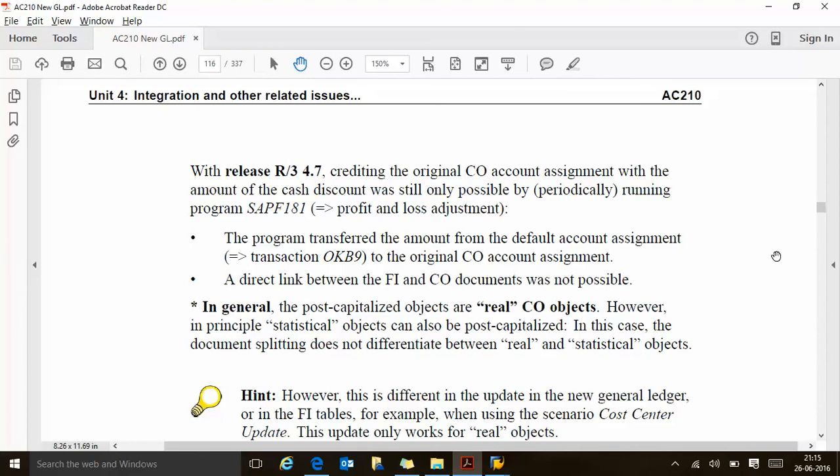A real object is the actual cost object, which accepts the cost, on which you can book the cost. A statistical object is one on which you see the cost in the report, but the cost is actually posted to the real object. The statistical object receives the posting just for information purposes. Financially, the cost always gets posted to the real object. Statistical is for additional reporting purposes, or additional assignment that you want to see on the object. For example, you book the cost to the cost center, but you want to see how much you booked to different projects. Financially the cost is posted to the cost center, but you can also see it by project in a statistical report. That's a statistical object.